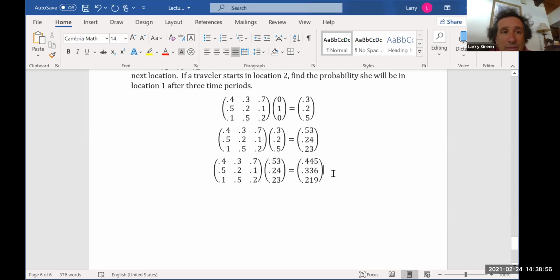And there's our answer. So that means that if she starts in location 2, which I called Nevada, then there is a 44.5% chance that she'll have moved to California. If you look at her in year 3, there's a 33.6% chance that she'll be in Nevada after 3 years. And there's a 21.9% chance that she will have moved to Arizona after 3 years. Any questions? Any questions on this idea? Any questions?